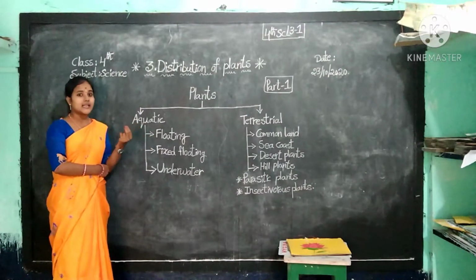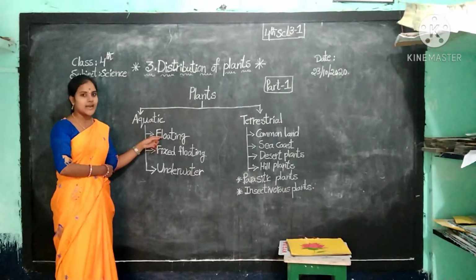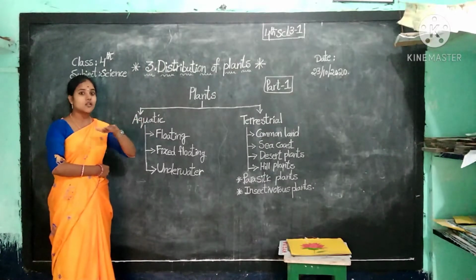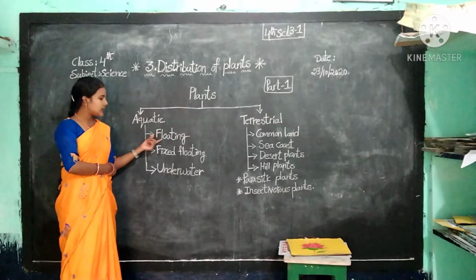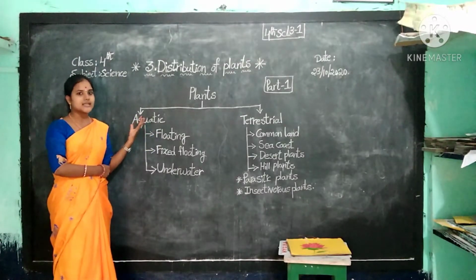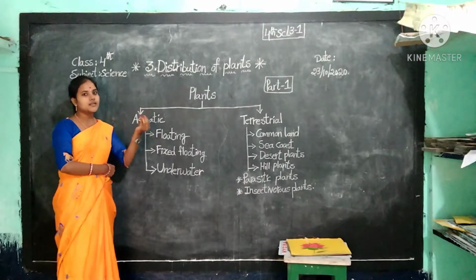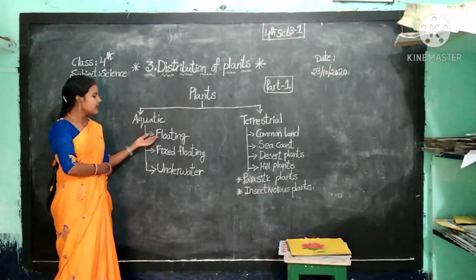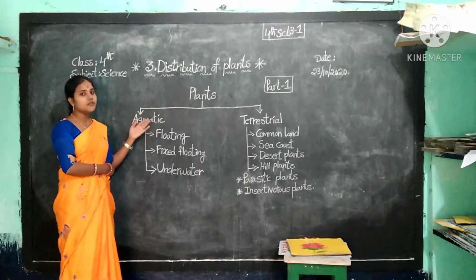Water plants that float on the surface of the water are called floating plants. The floating plants have light, small and spongy stems, so their roots do not fix in the soil. That's why they float on the surface of the water. They are called floating plants.